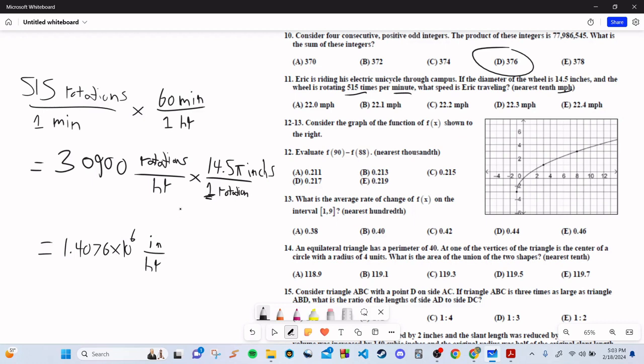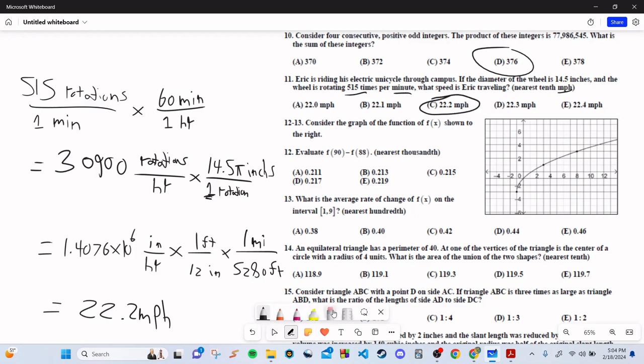So the last step I'll do here is I want to convert inches per hour to miles per hour. So I can divide by 12 because I know for every 12 inches I have 1 foot. And then divide by 5280 because I know there's 5280 feet for every 1 mile. So after doing that, I'm left with 22.2 miles per hour as my answer. So the answer choice C.